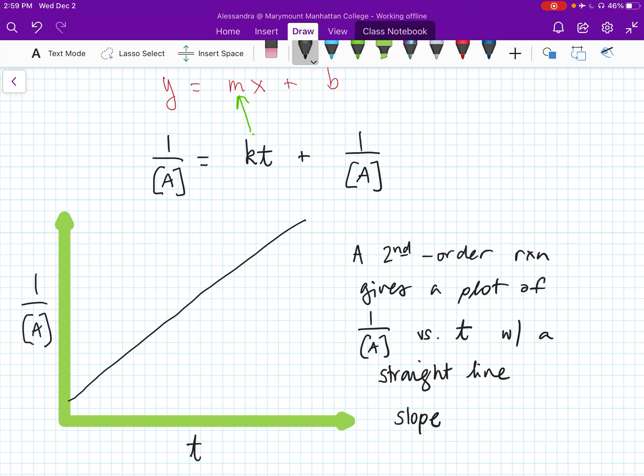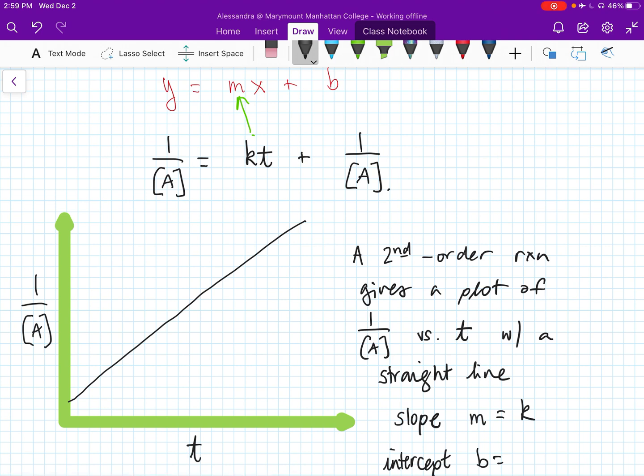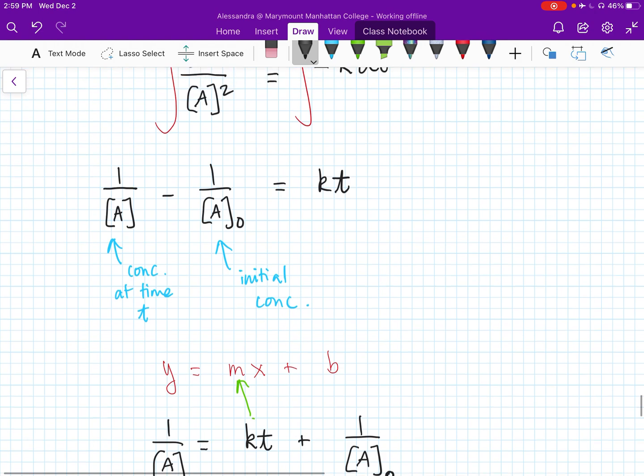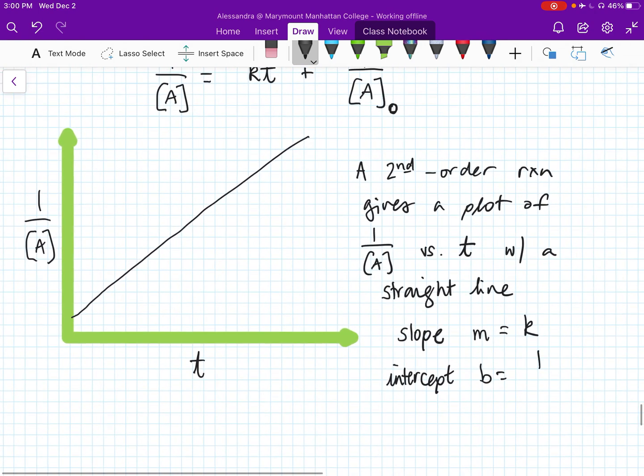This is different from what we saw with the zeroth and the first order kinetics because there we had a slope equal to negative k. Here the slope is equal to positive k because we're dealing with the reciprocal of the reactant concentration. The intercept, b, is going to be equal to, oh, I forgot up here. This should be 1 over A0. All right, let me make sure I didn't, okay. So that should be 1 over A0. The intercept is 1 over A0.